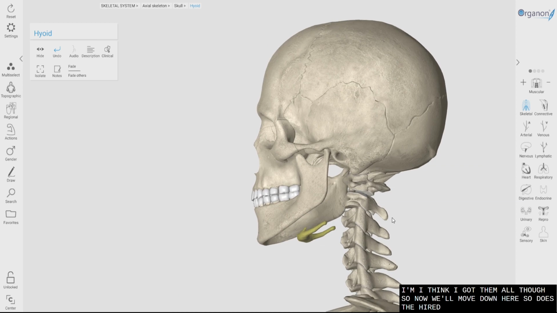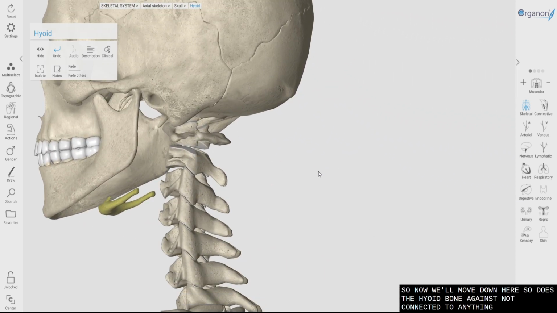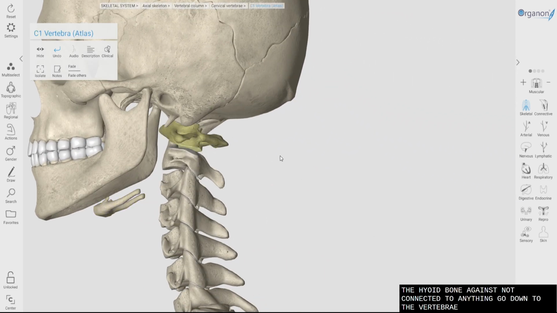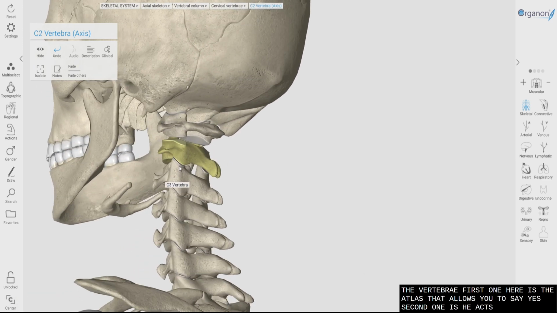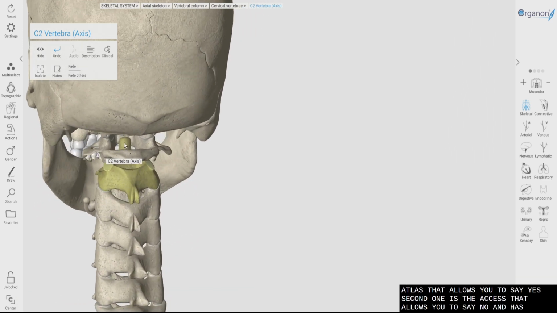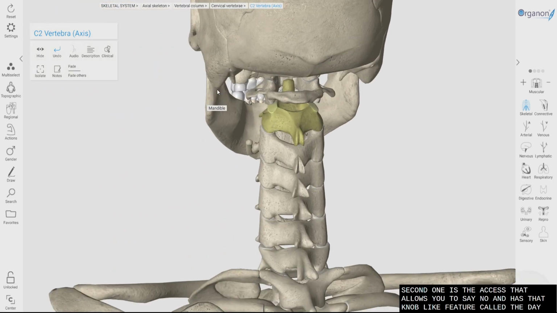So this is the hyoid bone. Again, it's not connected to anything. Go down through the vertebrae. First one here is the atlas. That allows you to say yes. Second one is the axis. That allows you to say no. It has that knob-like feature called the dens.